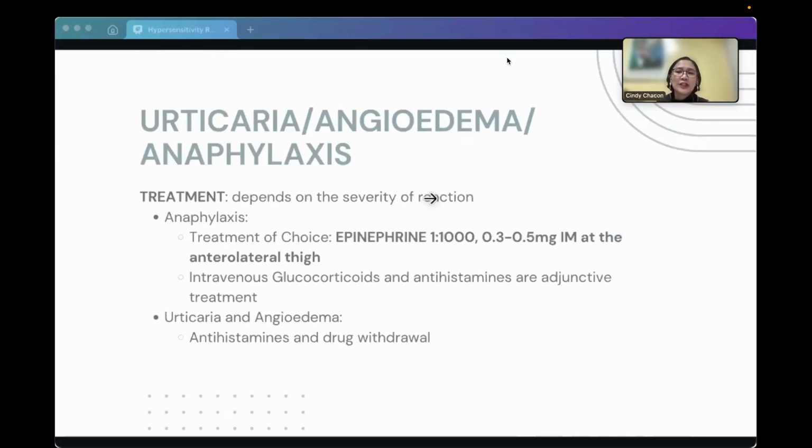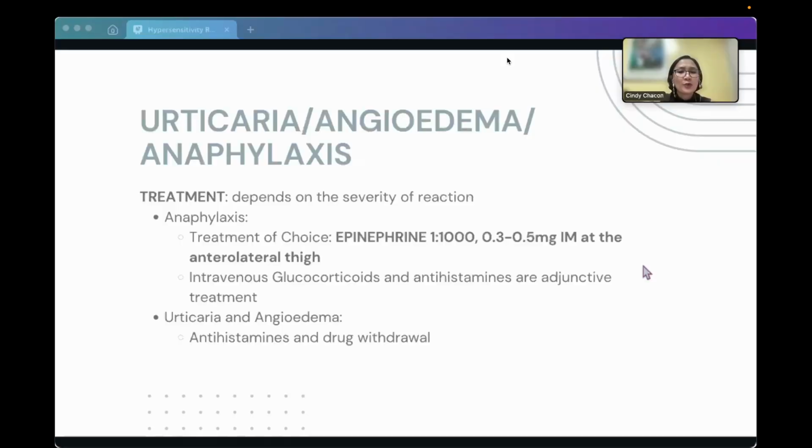The treatment of urticaria or angioedema depends on the severity of the reaction. In severe cases like anaphylaxis, which involves your respiratory or cardiovascular compromise, epinephrine is the drug of choice, and IV corticosteroids. Epinephrine is the drug of choice at the dose specified here, which is 1:1,000, 0.3 to 0.5 milligrams intramuscularly at the anterolateral thigh. Intravenous glucocorticoids and antihistamines are just adjunctive treatment.